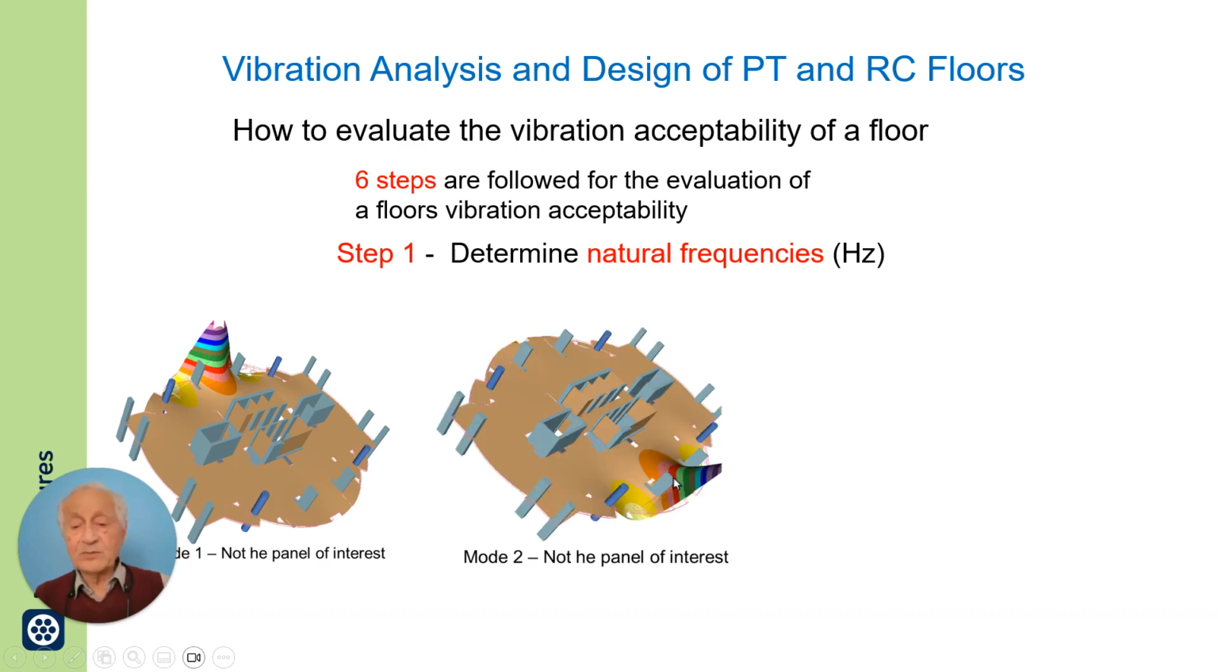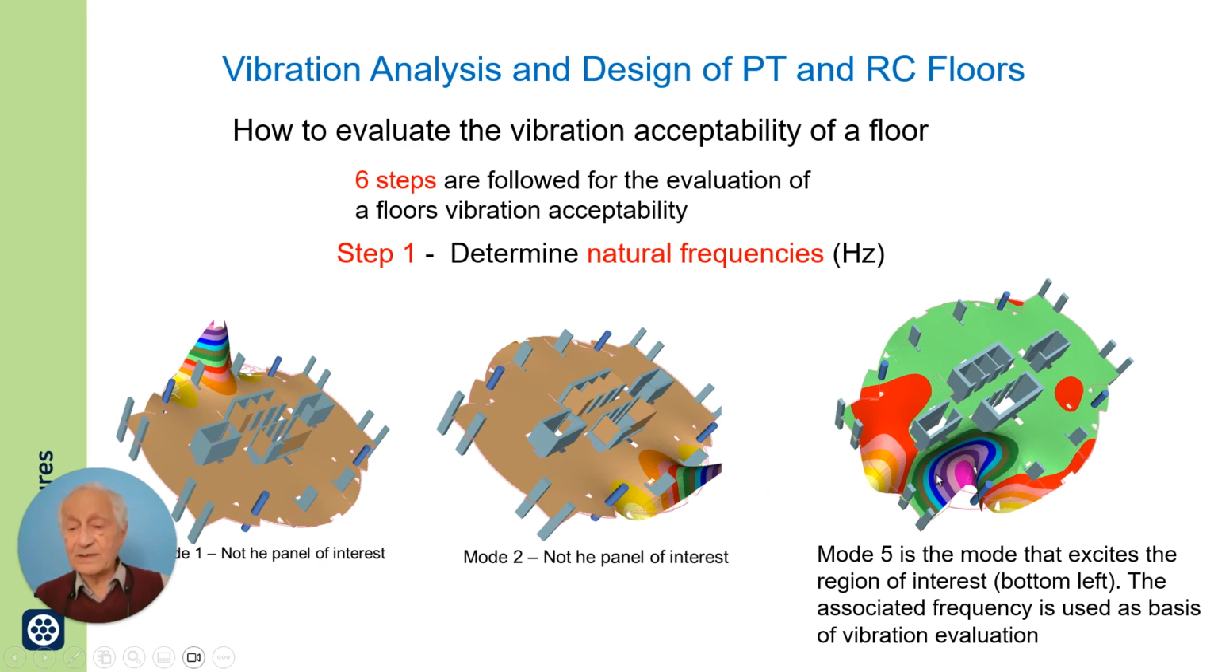Then the second mode shows vibration, the peak here. The third mode shows here. So after you determine the natural frequencies, you must also look at the mode shapes. And do not necessarily select the first frequency. You select the frequency that is associated with the mode that vibrates the location of your interest.